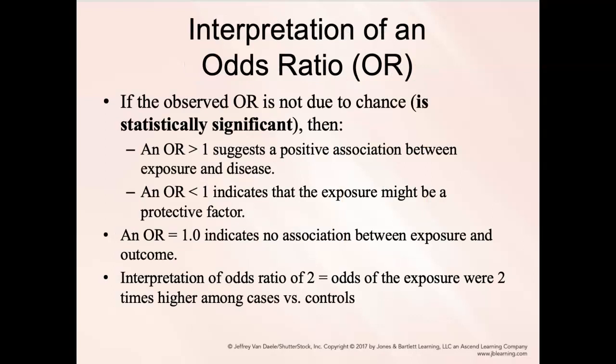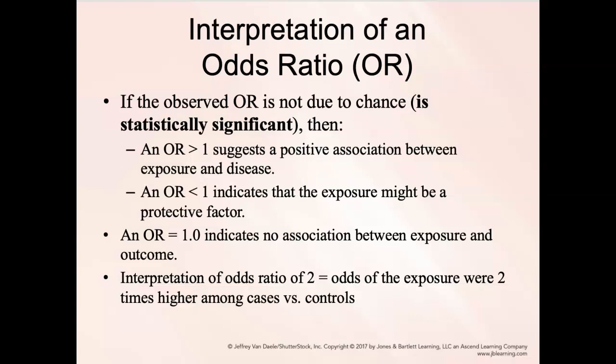In terms of interpreting an odds ratio, if it is not due to chance, meaning that we have found that our results are statistically significant, then we can conclude that an odds ratio greater than 1 suggests a positive association between an exposure and a disease. An odds ratio less than 1 indicates that the exposure might be a protective factor. So if you have an odds ratio greater than 1, you potentially have a risk factor, while an odds ratio less than 1 means that there could be a protective relationship between those variables of interest.